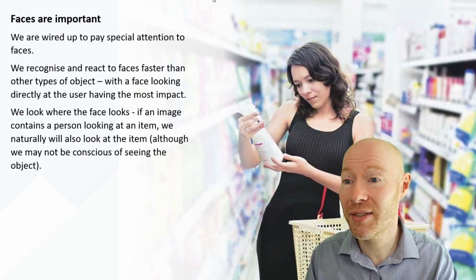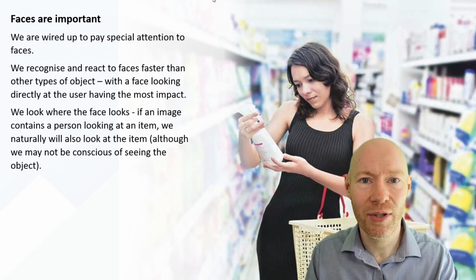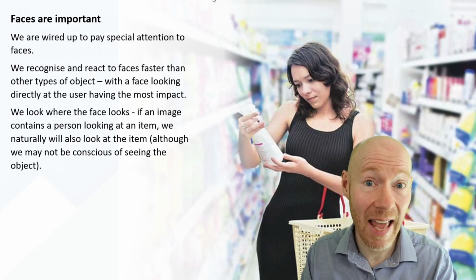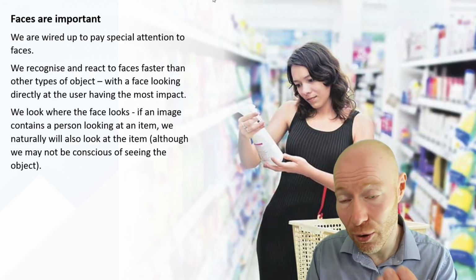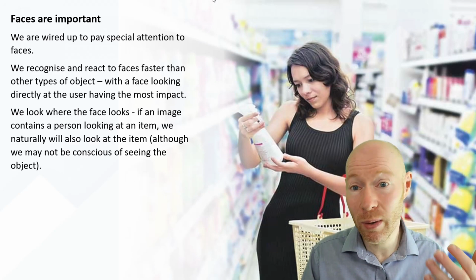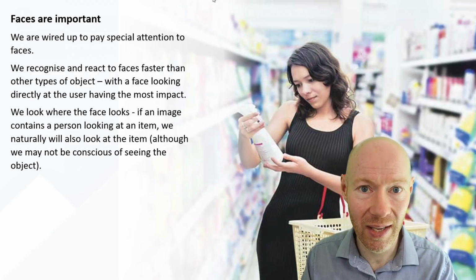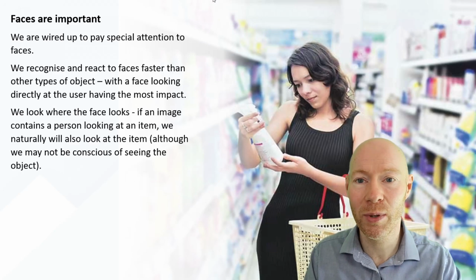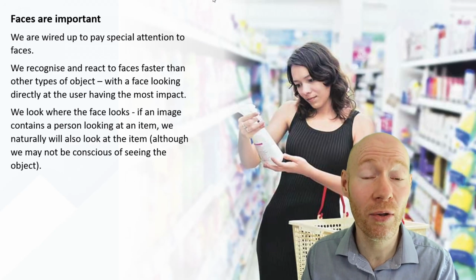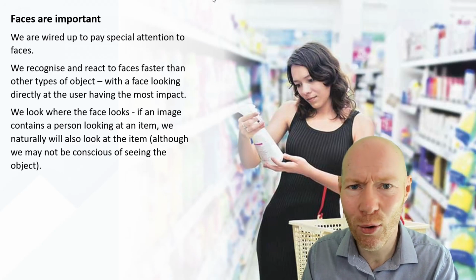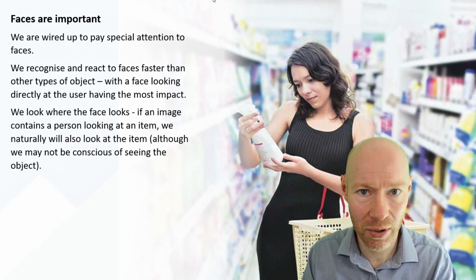Also, alongside this, wherever a face looks, if we have a face looking at something in particular, for example, an image of a person looking at a particular object, as you can see on the screen here, first of all, we would naturally be drawn to look at the face. We will see that the eyes in the face are looking at a specific object, and we will then naturally look at the object that's being looked at inside the picture. We do that almost effortlessly, automatically.